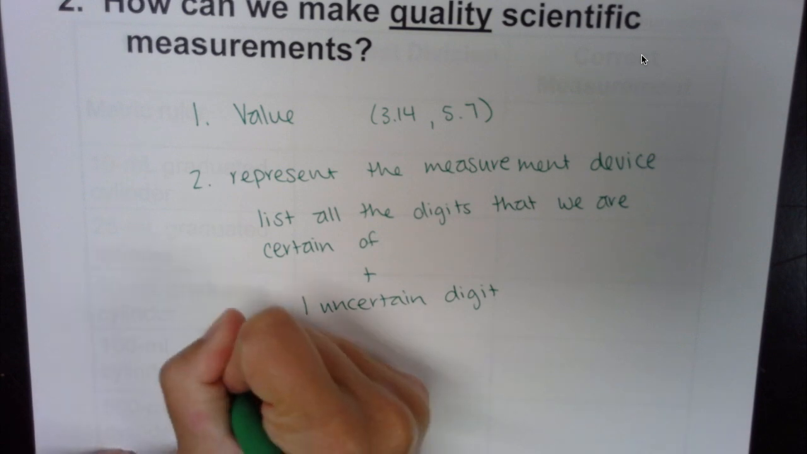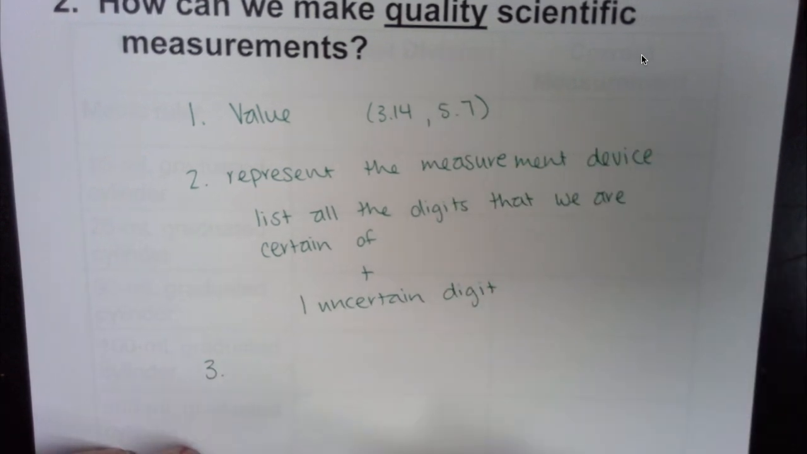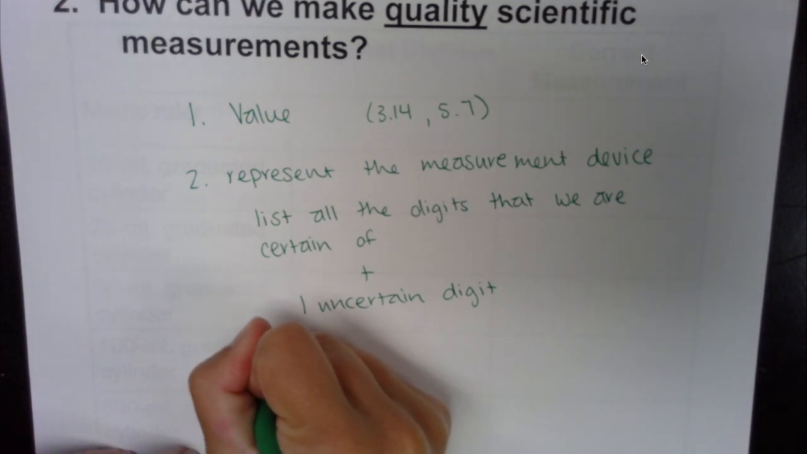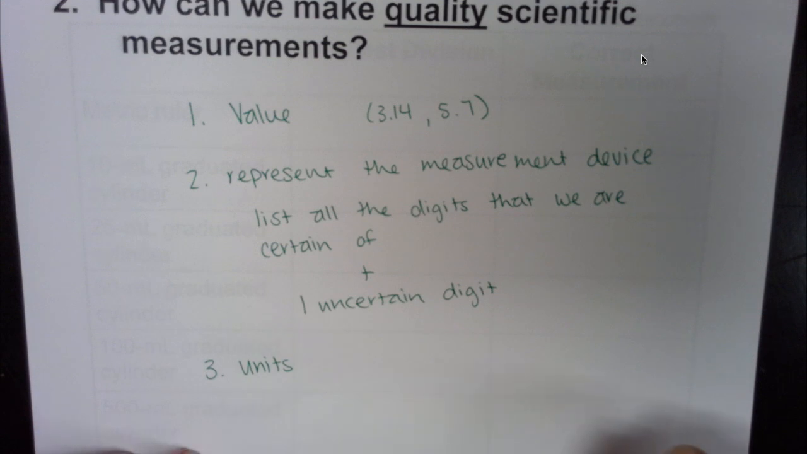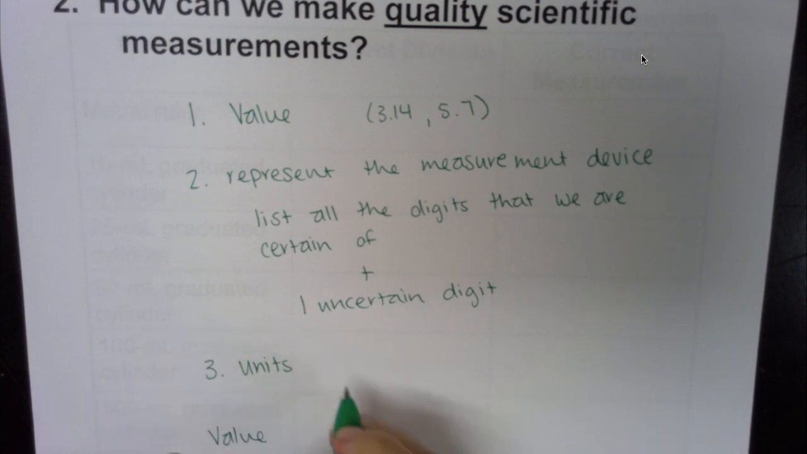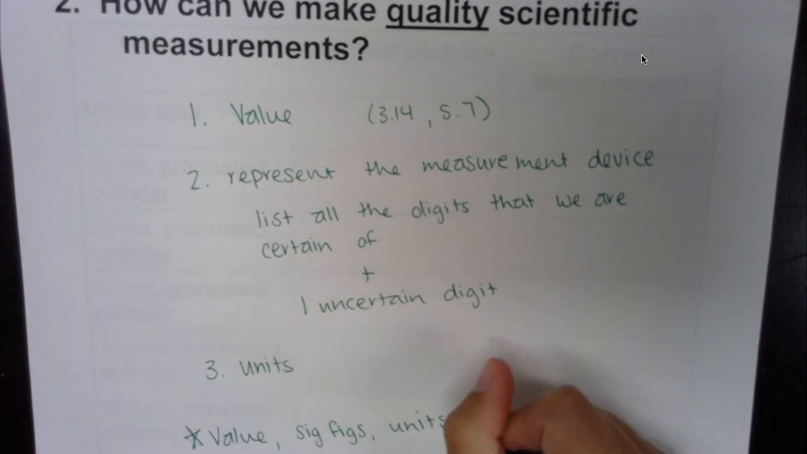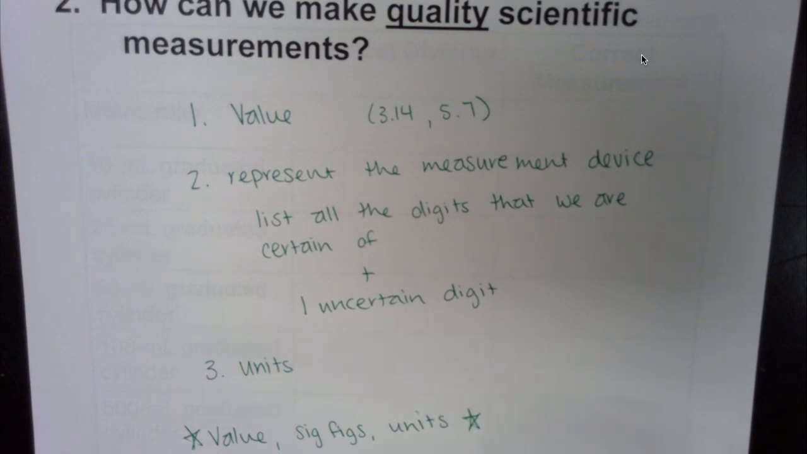Okay. The last thing, and I'll explain more of this one in a few slides or so. Okay. The last thing we want are units. Okay. So eventually, the 3 things that I'll tell you in class: value, sig figs, significant figures, and units. Those are the 3 things that are expected of you every time we are taking scientific measurements.